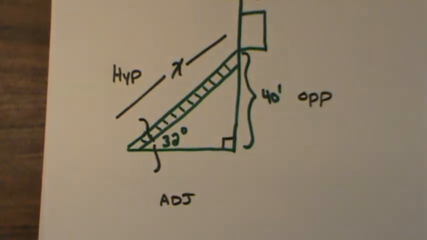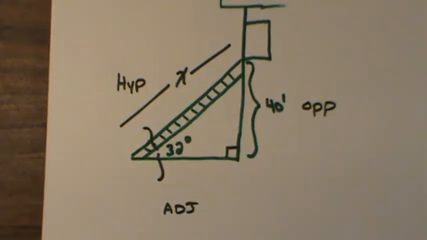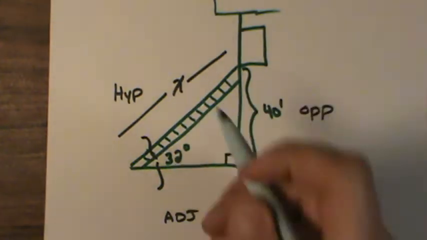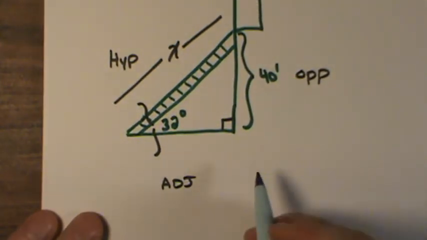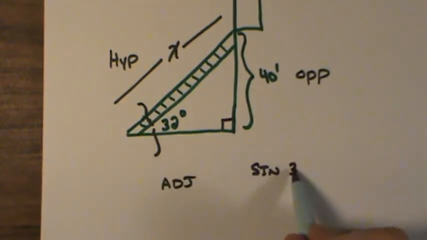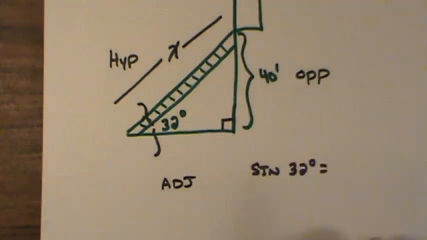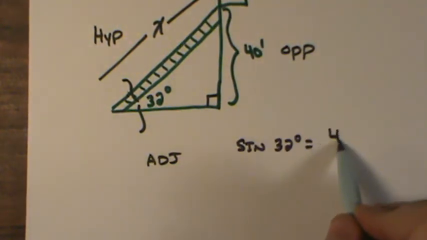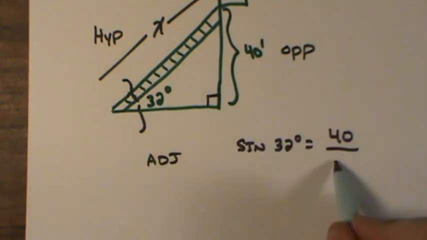Application problems I actually like because there's less work to do. It's not solving the whole triangle, it's just that one piece of information. So I'll say this, I'll go sine of my angle, which is 32 degrees, is equal to the opposite, which in this case is 40, over the hypotenuse, which is x.